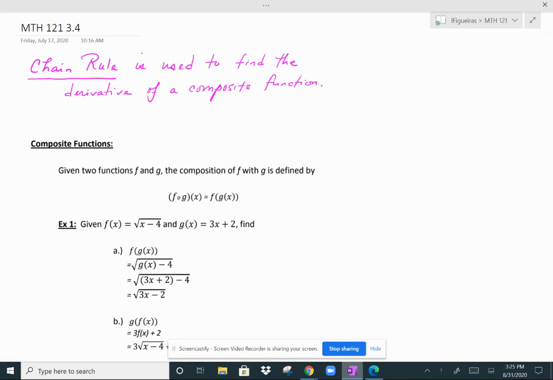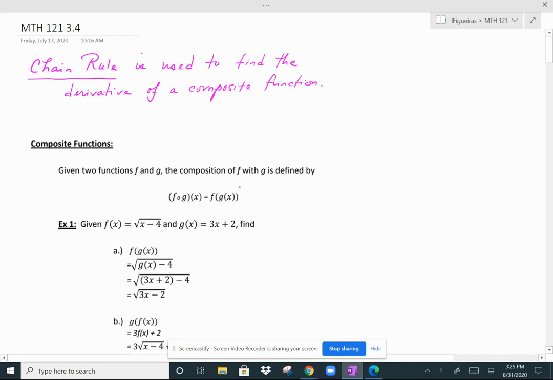Hi, this lesson is about the chain rule. The chain rule is used to find the derivative of a composite function. So before we present the chain rule and use it to find a derivative, let's just remind ourselves what a composite function is. A composite function is a function of a function.